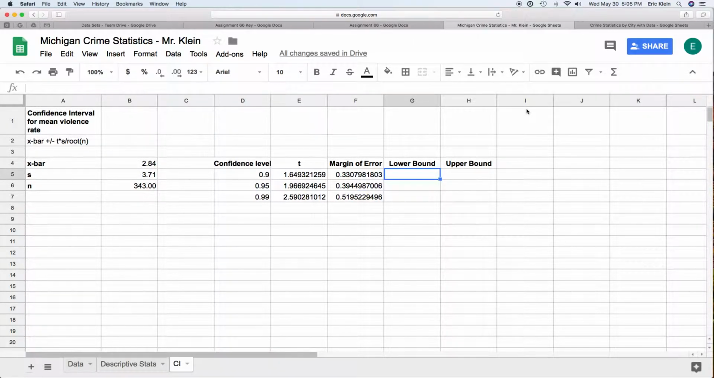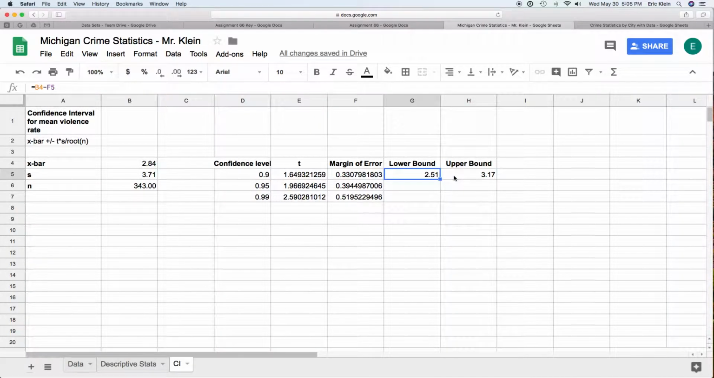Okay, moving on, let's go to the lower bound. The lower bound is equal to the x bar minus the margin of error. So I'm going to take equals x bar, and then I'm going to subtract from that the margin of error, which is hanging out right here. There's my lower bound. I want my upper bound to do the same thing, except this time to x bar we're going to add the margin of error. There's our upper and lower bounds for the crime rate at a 90% confidence interval.